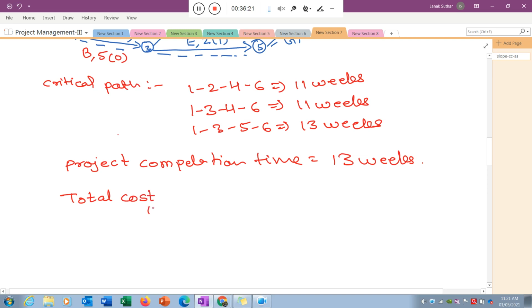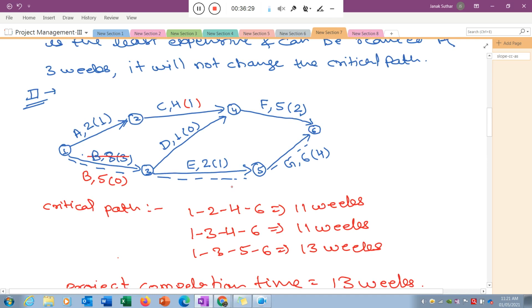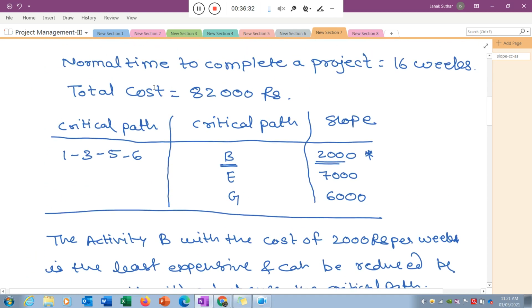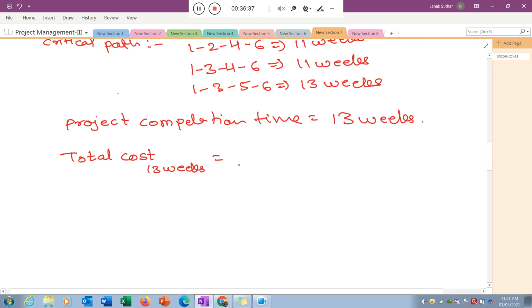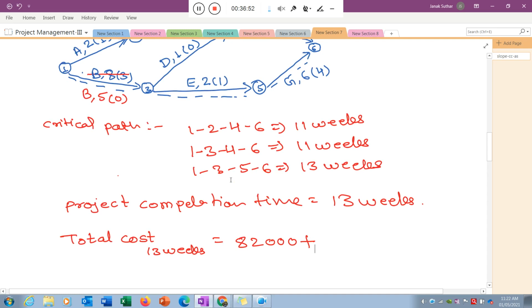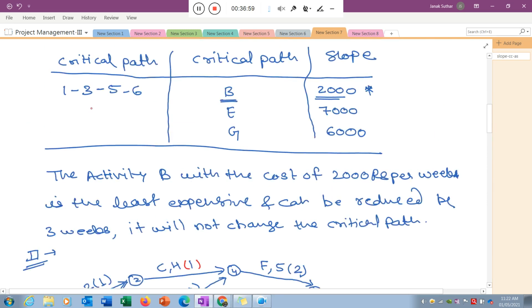What will be the new cost in 13 weeks? So here, our cost in 16 weeks is 82,000. So I just put 82,000 here. That is the cost when our project is completed in 16 weeks. If I want to complete my project in 13 weeks, I reduce the activity B by 3 weeks. Then I can complete my project in 13 weeks. So now I reduce the project time by 3 weeks.